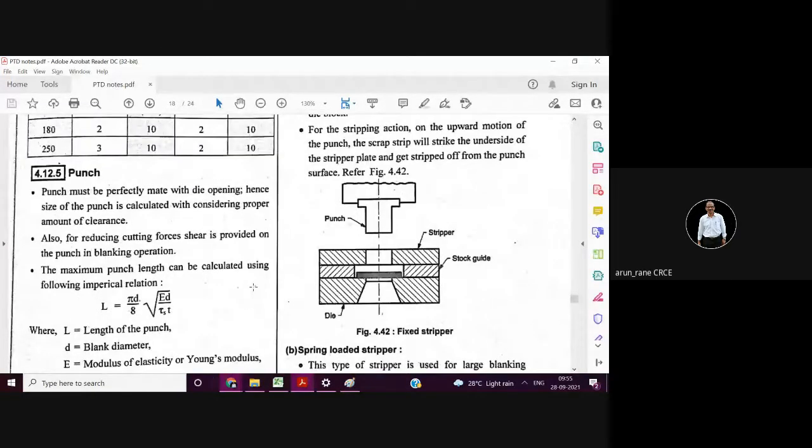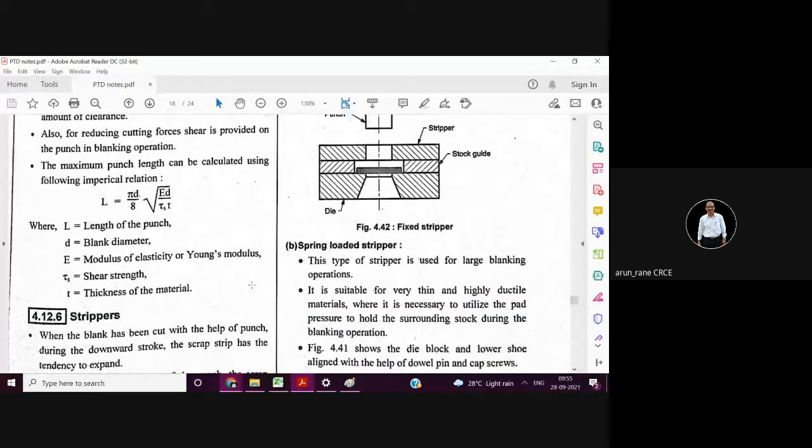Then there is a formula for calculating maximum punch length also. Length of the punch is given by this relation, 5d upon it. If you want to do a proper design, then you can go for this. Shear strength, etc., you can get from the design data book. And there are many design data books.